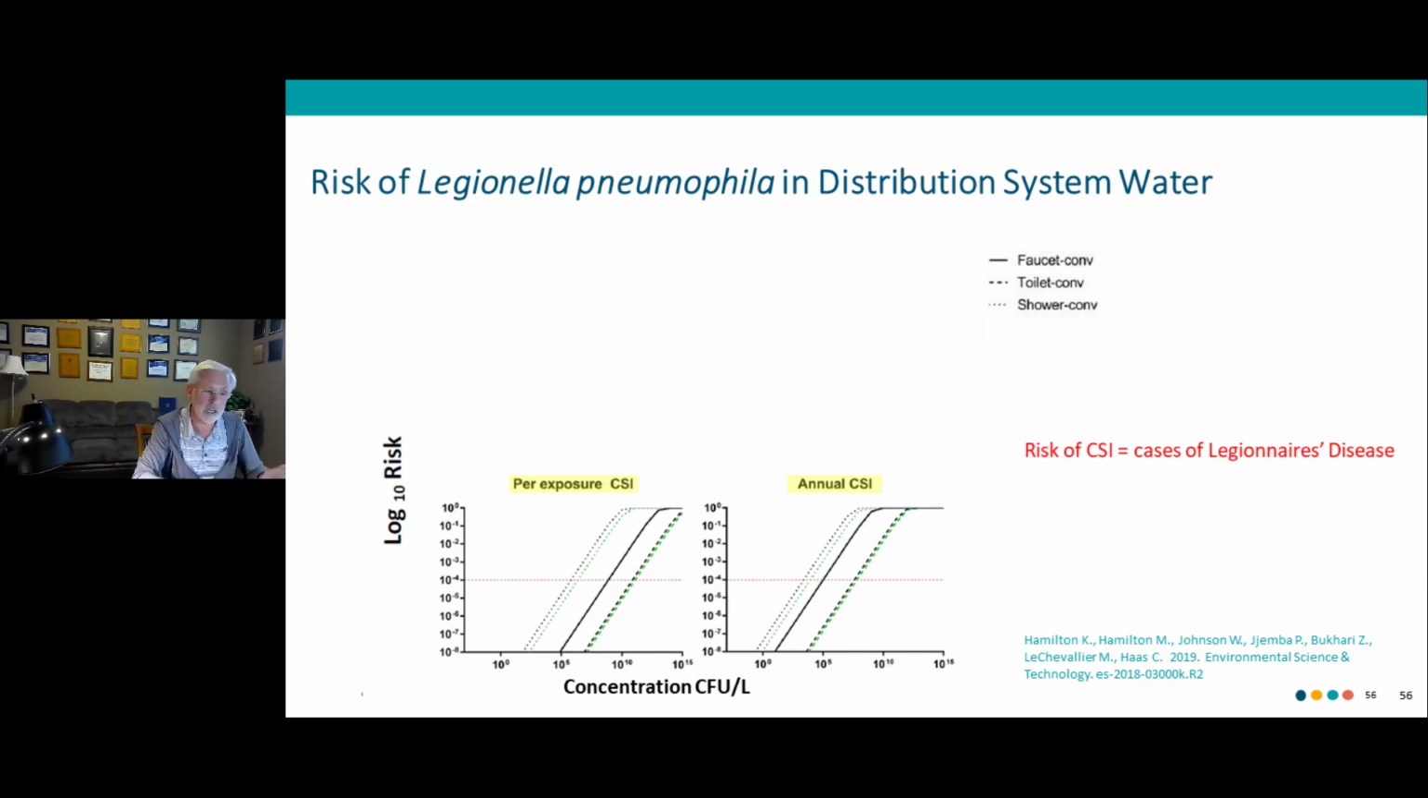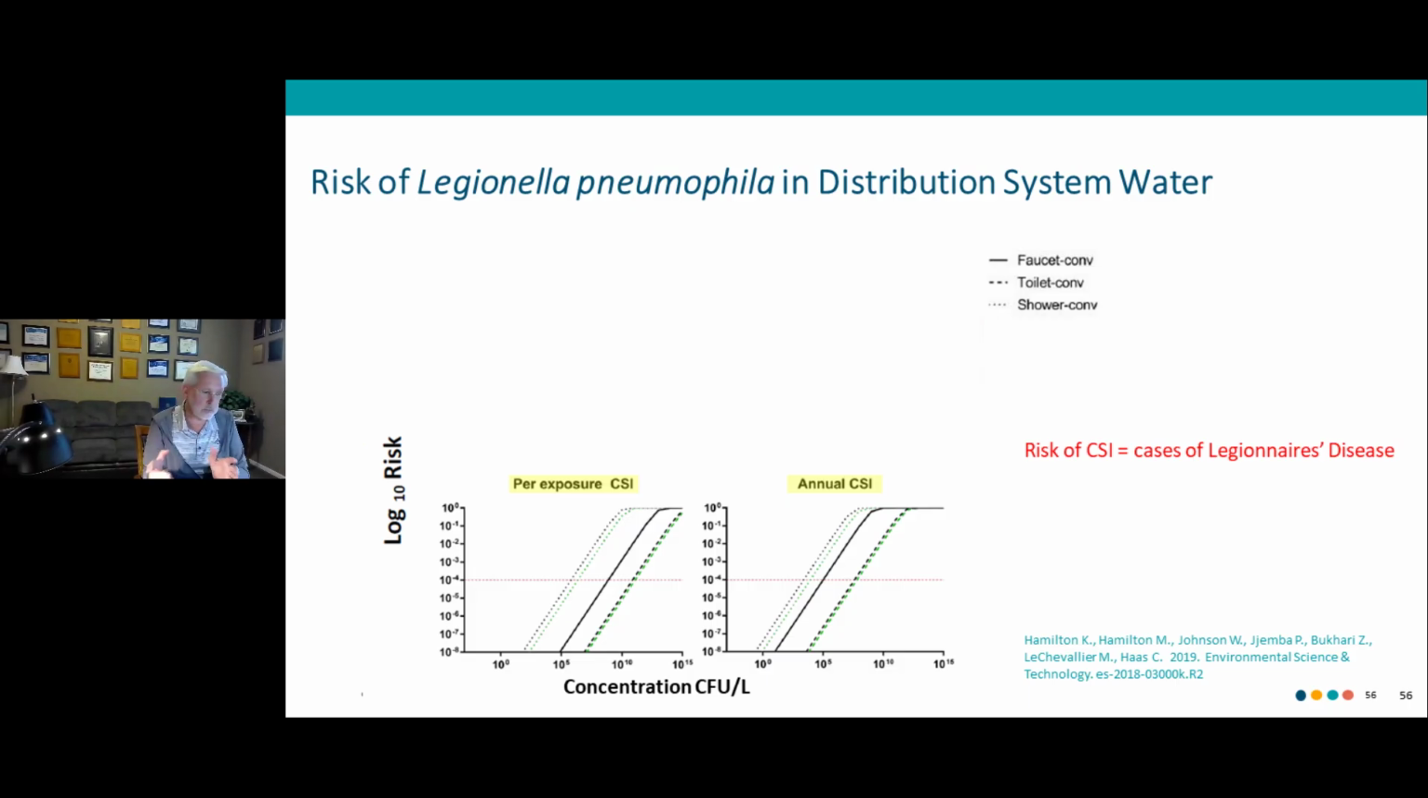I also put that in context of CSI. Now, that is not the television show. That stands for clinically significant illnesses, or think about that as people with Legionnaires' Disease. And then we also looked at the results on a per exposure basis. So if I get a single result and I want to know, well, what does that mean?